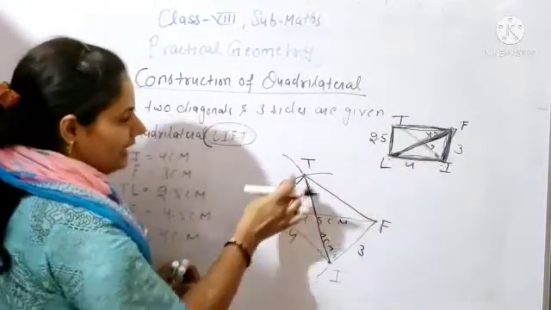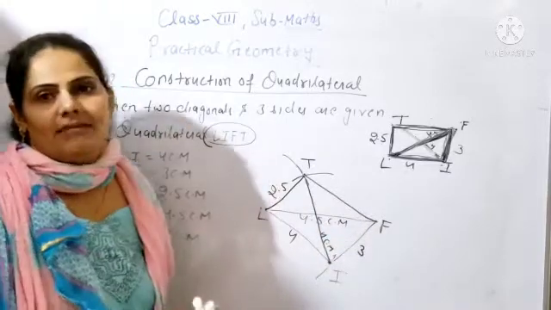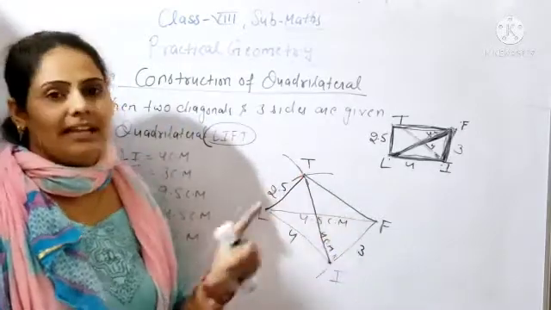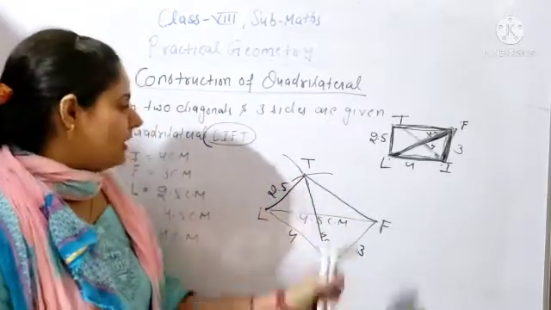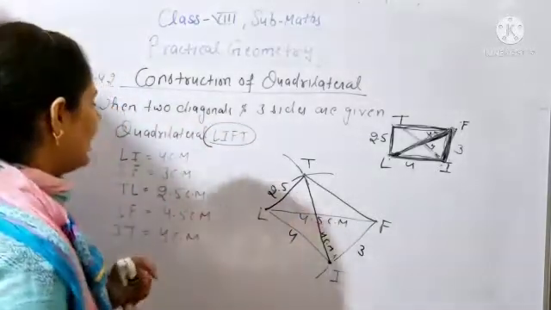Now you will join the lines LT and IT. After that, simply join the line segment TF also. Clear? Simple. With the scale, the ruler, you can simply join the line segment TF also. Now you can see this is your required quadrilateral LIFT. Clear? Now you can write the construction also.